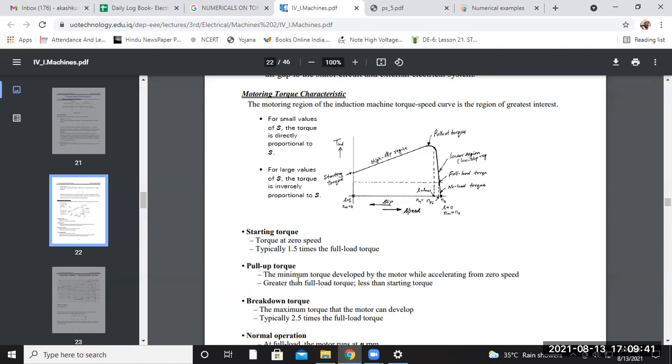Now this pull up torque is greater than the full load torque, but it is less than the starting torque. So these are two points regarding the pull up torque.